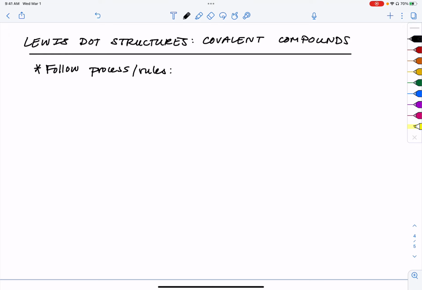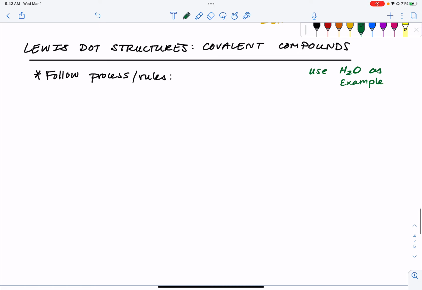Okay, welcome to part 4 of our lecture video series from Wednesday, March 1st, where we learned the rules and process for how to draw Lewis dot structures for simple covalent compounds. So I'm going to demonstrate this to you by going through the rules and also using water as an example. So I'm going to be showing you the rules and then applying it in the example looking at water.